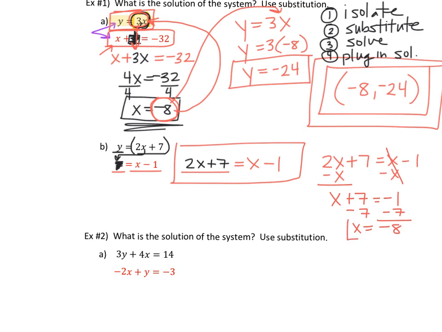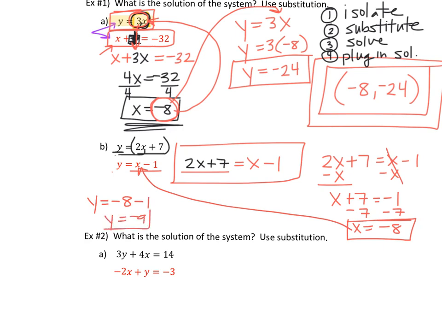Okay, so x equals negative 8 is our first thing. That tells us what x is equal to. We want to know what y is equal to. You can plug this x into either one of your equations. I would probably plug it into the bottom one, just because it's a little simpler. So it would be y equals negative 8 minus 1. So y is negative 9.